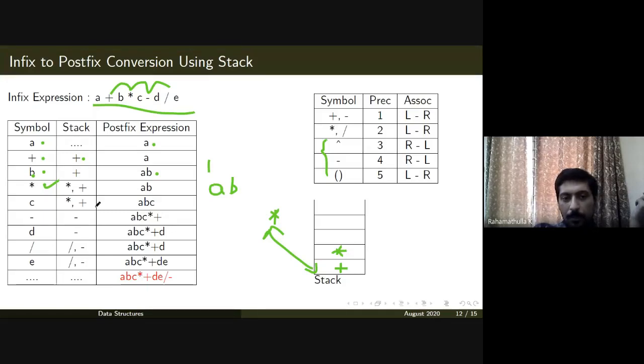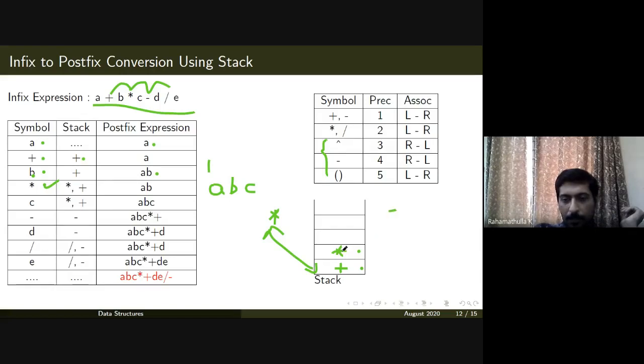Okay, so now on the stack you have two entries, a plus in the first position, and on top of the stack you have a star. The next incoming is a character C, which is an operand. So don't think about it, you directly send it to the postfix expression. Next incoming character is minus. Minus is an operator, so you need to check the top of the stack.